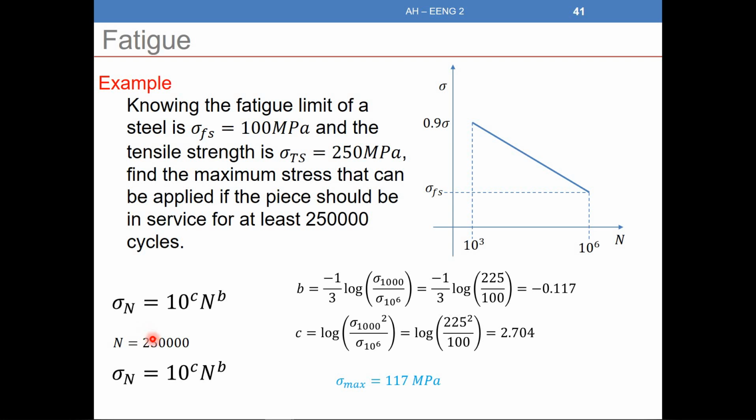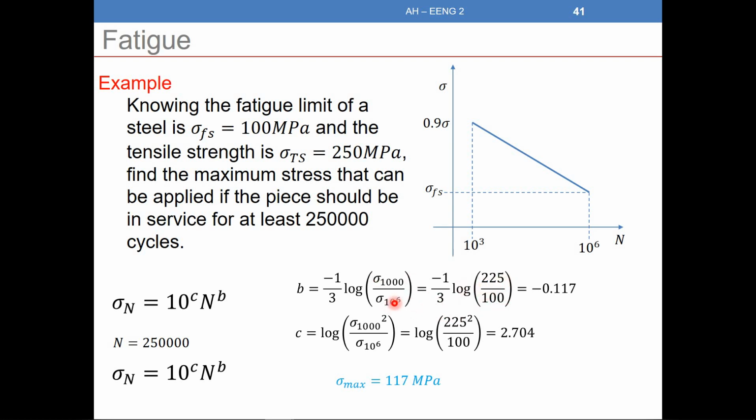How do I find sigma if I have the number of cycles? I need to find C and B. So sigma 1000, as we said, for steel is equal to 0.9 sigma ts. So I multiply this by 0.9, and it will give me sigma 1000. Sigma 10 power 6 for steel is the same as sigma fs, so I just replace it by 100. And as we said, sigma 10 power 6 is always lower than sigma 1000, of course.